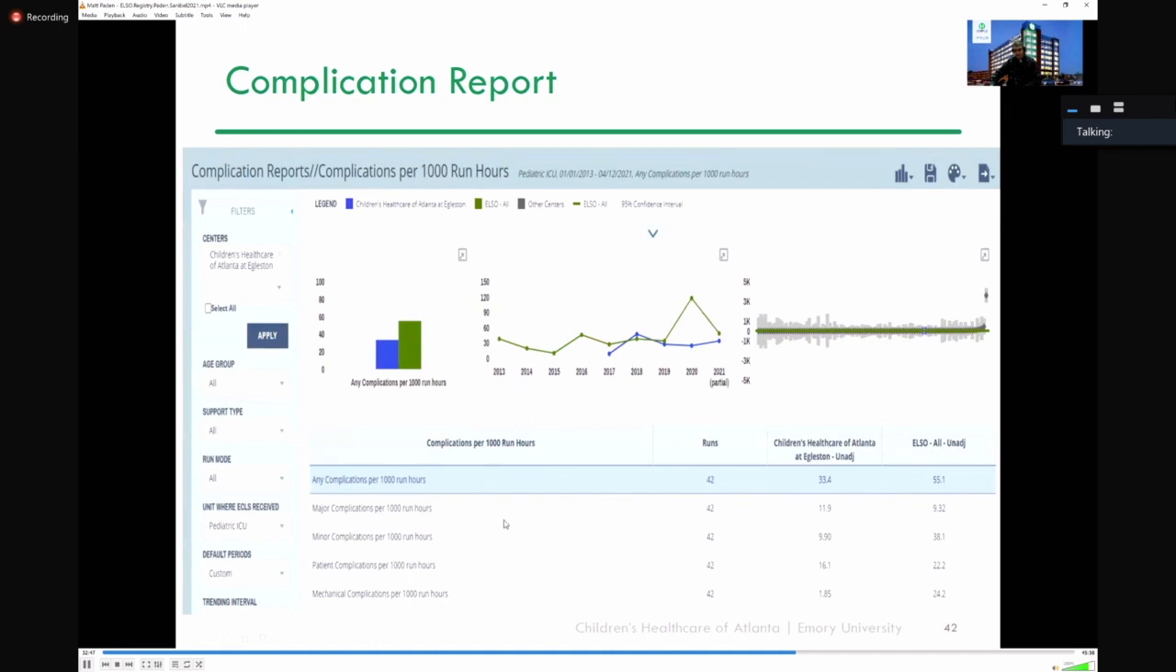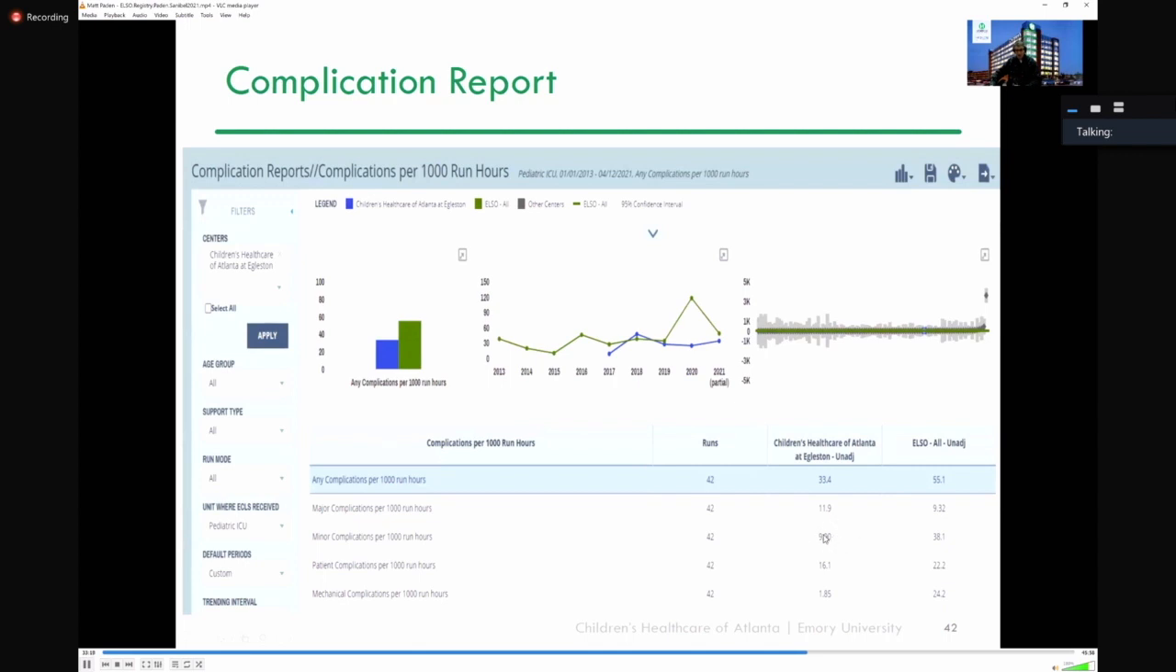But drill down here a little bit more. What I showed you up above is any complication. We also have definitions for major and minor complications. And if you look at my center, for example, while overall, yes, I have fewer complications than the ELSO cohort, I actually have more major complications than the ELSO cohort. And the only reason my overall number looks good is because my minor complications are less. I'd say my patients probably aren't too happy about the fact that I have more major complications.